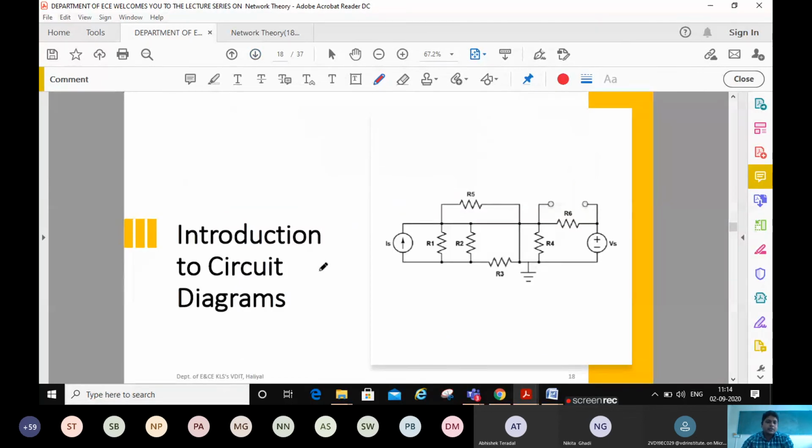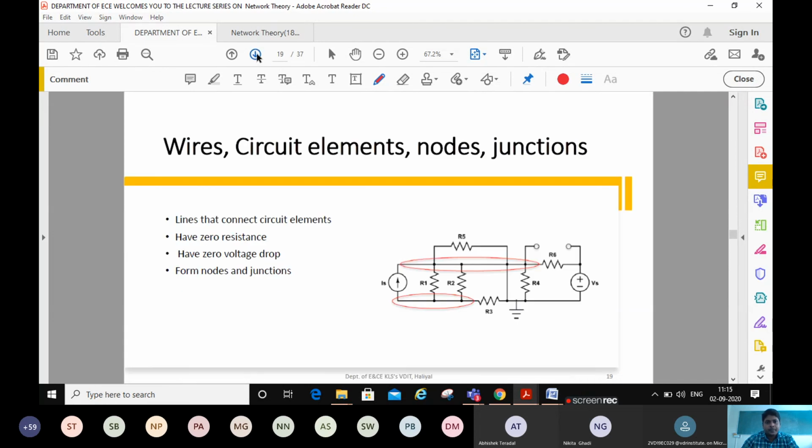Next is the introduction to circuit diagrams. Here you need to understand a few things. Which things come under a circuit diagram? We come across wires, circuit elements, nodes and junctions. First, the wires. Wires are marked with the red color here. They are basically used to provide the connection between the circuit elements.